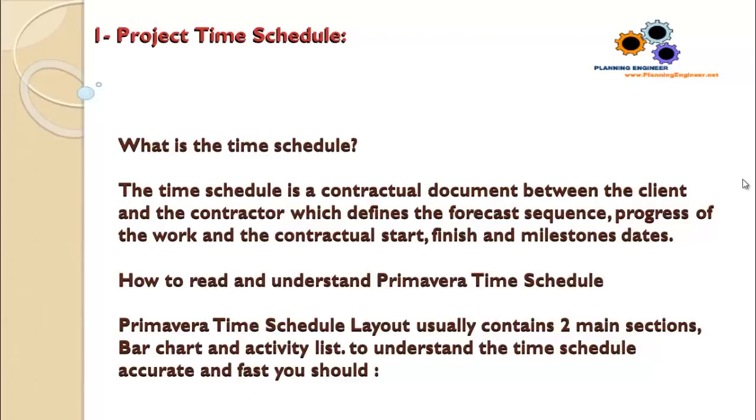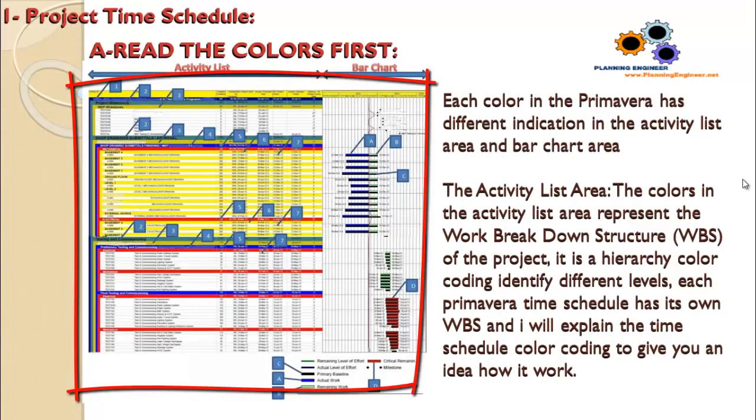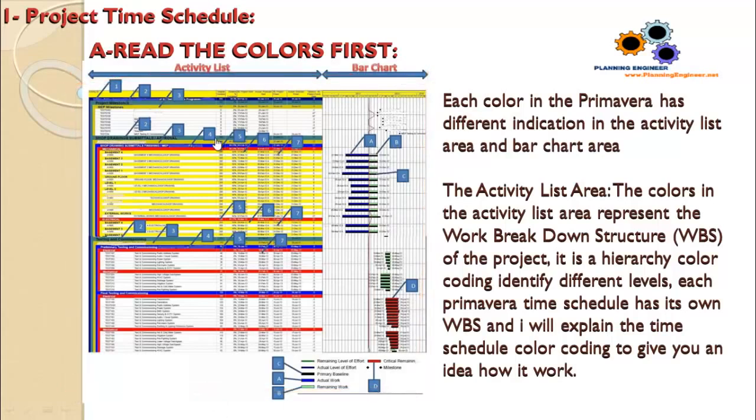How to read and understand a Primavera time schedule. A Primavera time schedule layout usually contains two main sections, the bar chart and the activity list. To understand the time schedule, you should first read the colors. This is a layout of a time schedule. To read the time schedule fast and accurately, just read the colors first.